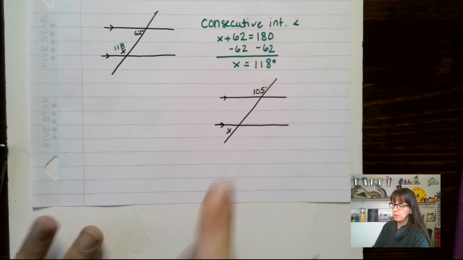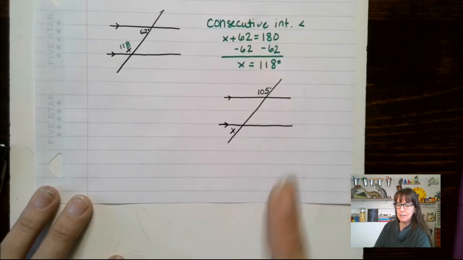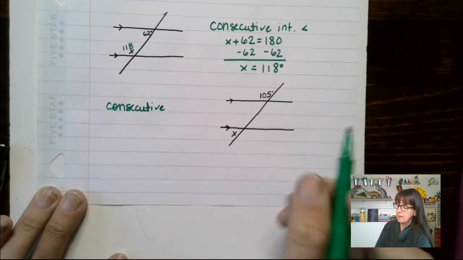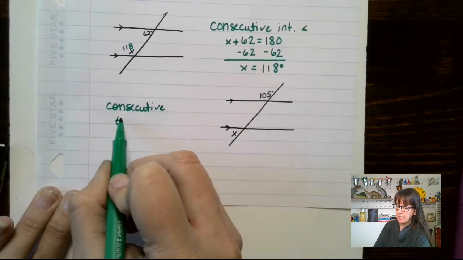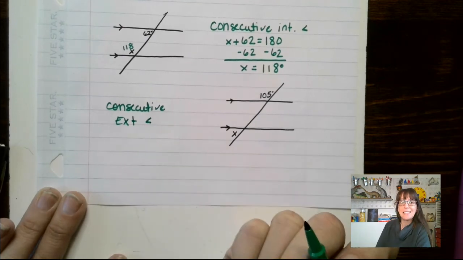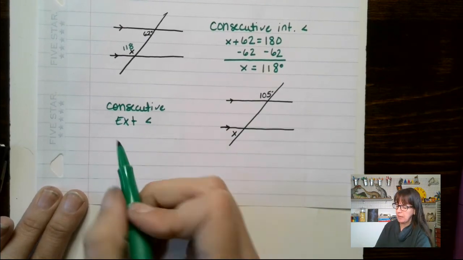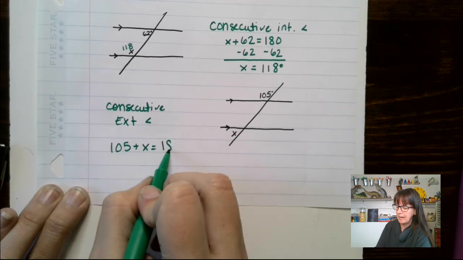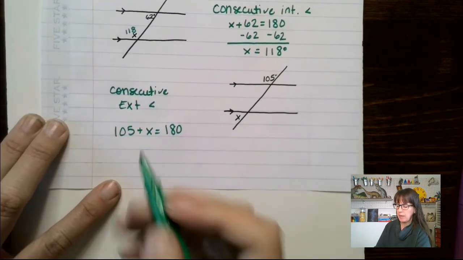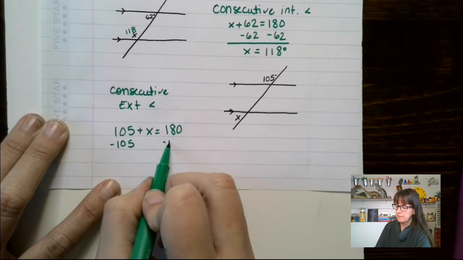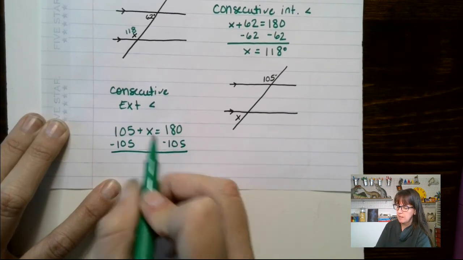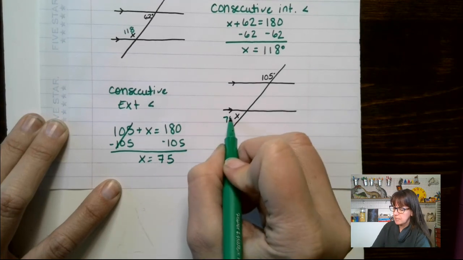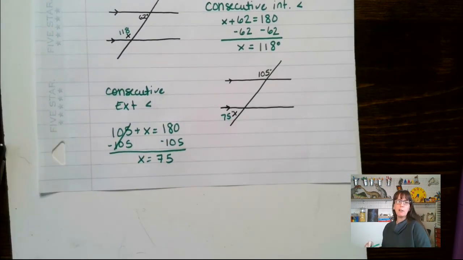Okay, so let's talk about these ones. Again, consecutive because they're on the same side. So consecutive, and they are exterior this time. And they're on the same side. So same side is supplementary. So once again, we have 105 plus x equals 180. All right, to figure out what x is, we're going to minus 105 from both sides. When we do that, we get x equals 75. So this guy right here, 75 degrees. 75 and 105 will give us 180.